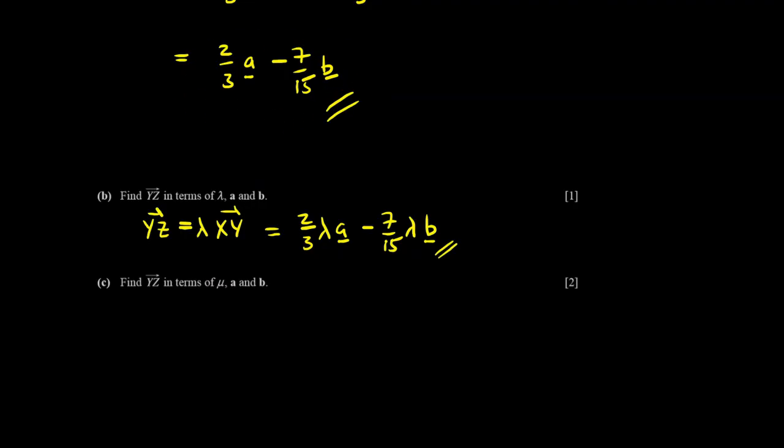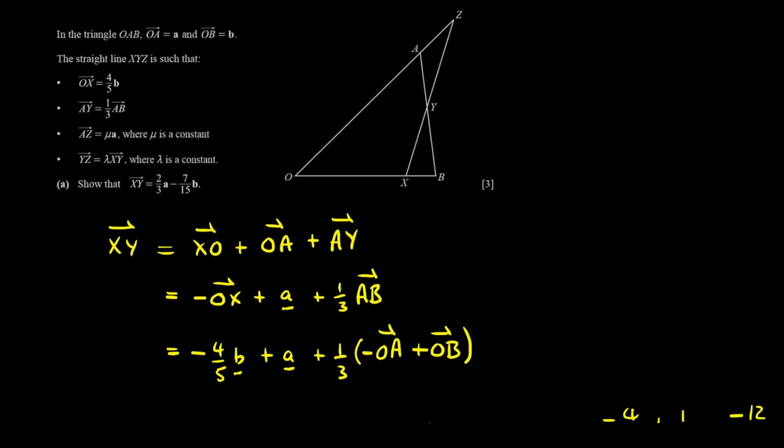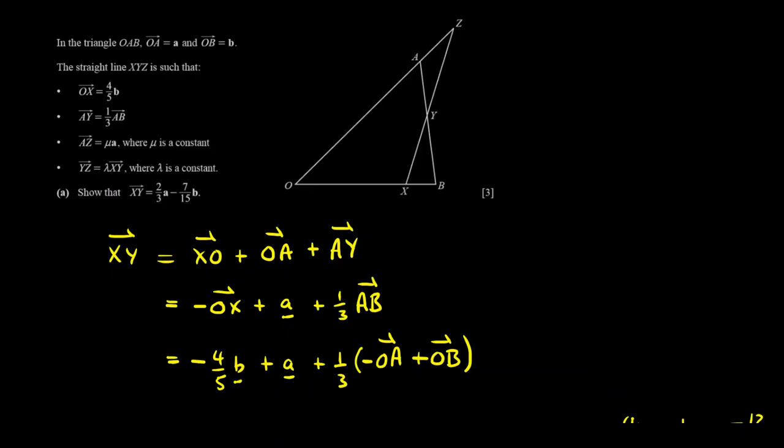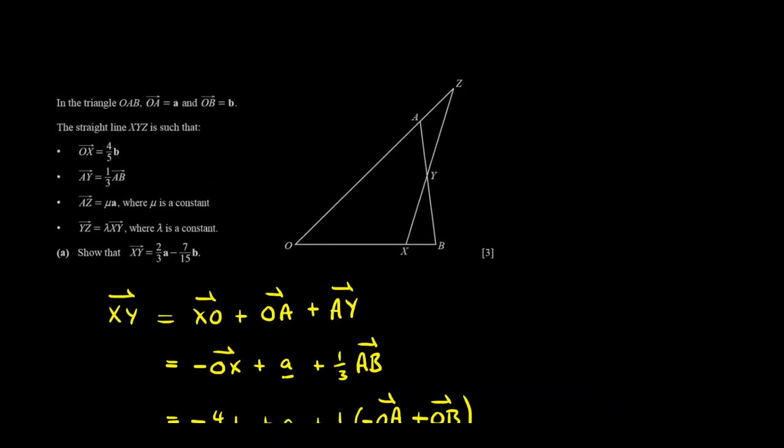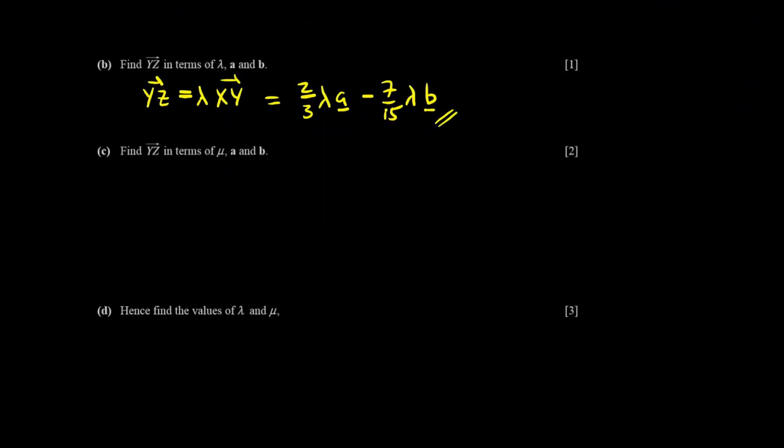All right, now we want to find YZ in terms of mu, A, and B. Well, where's our mu? Our mu was here, wasn't it? AZ is equal to mu A. Sorry, AZ is equal to mu A, beg your pardon. So let's write that down. AZ is equal to mu A.